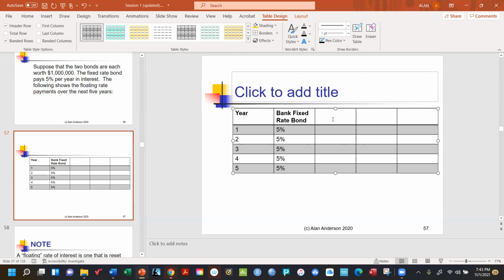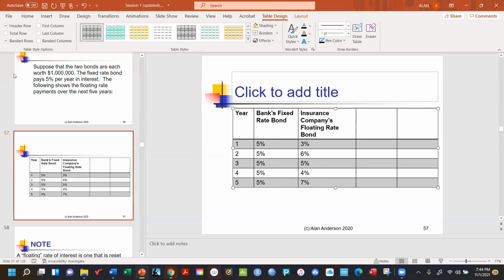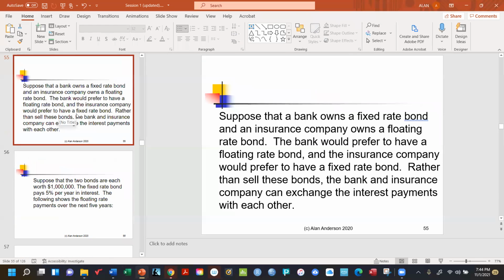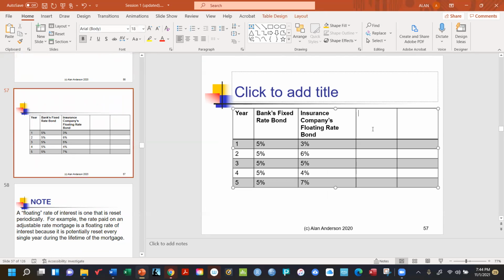and let's say the insurance company's floating rate bond is here. And I'm just going to make some numbers up. Let's just say in year one, it's 3%, and then 6, 5, 4, and then 7. Okay. So what's going to happen? Now remember, what's happening is that the bank has agreed to exchange its fixed rate payments for the floating rate payments of the insurance company. So let's try to figure out what happens here.